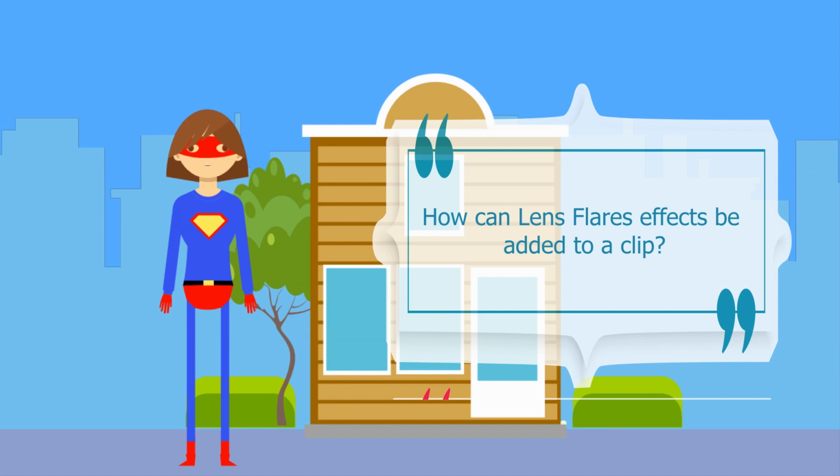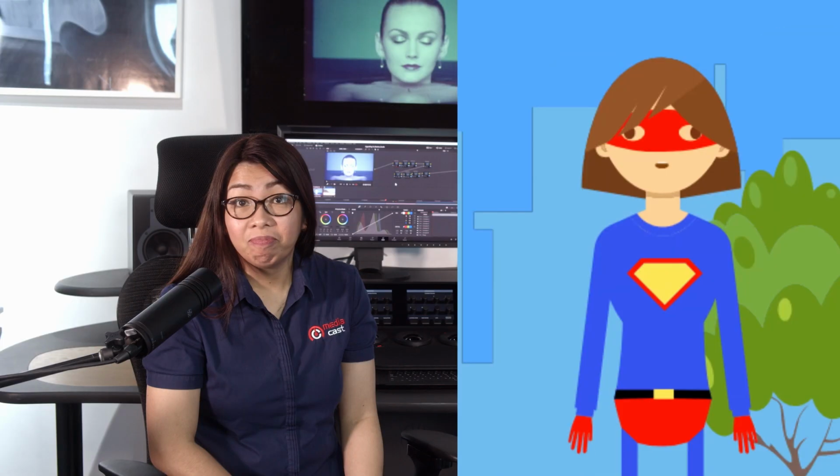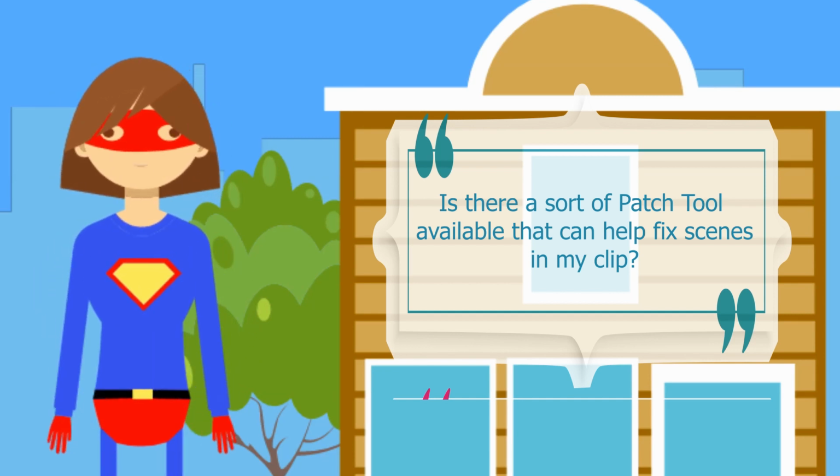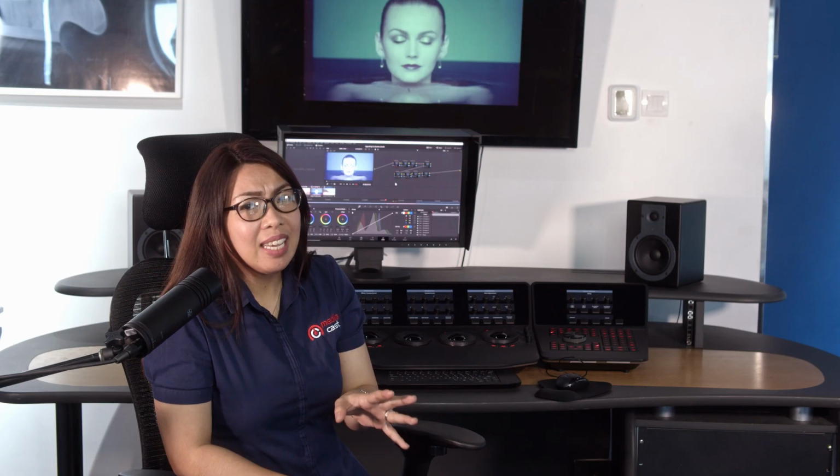I'm trying to add some effects to my project. And I'm trying to see if I can add some sort of lens flares onto it. You know, for that killer sci-fi effect. Is that possible in DaVinci Resolve Studio? Also, is there some sort of patch tool that allows me to clone some areas in my shot? Actually, yes, there is. Let me show you.